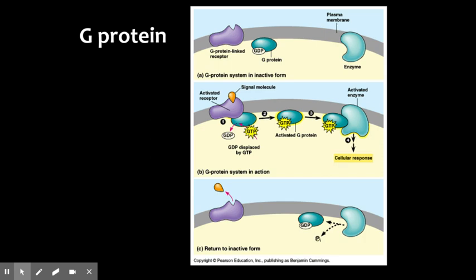So that's all that's happening with the G protein. The signal activates the G protein, which then goes over and activates an enzyme, causing some sort of cellular response.